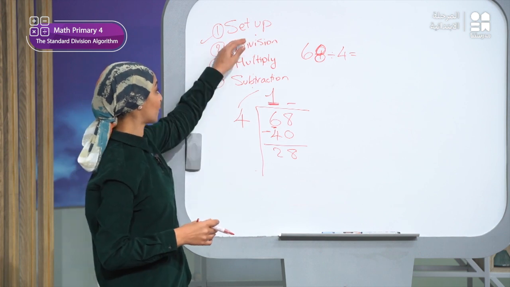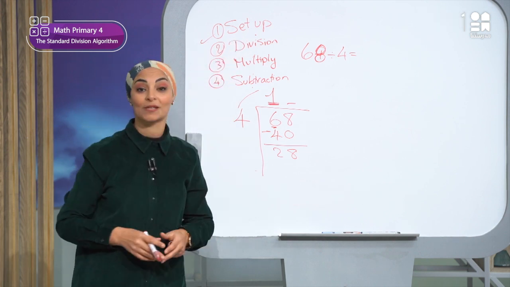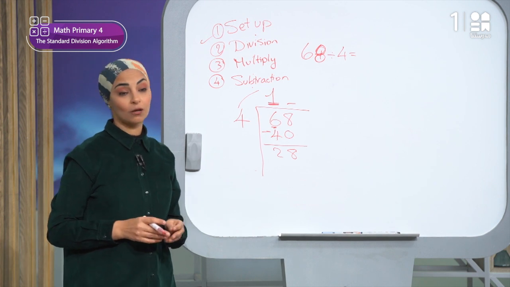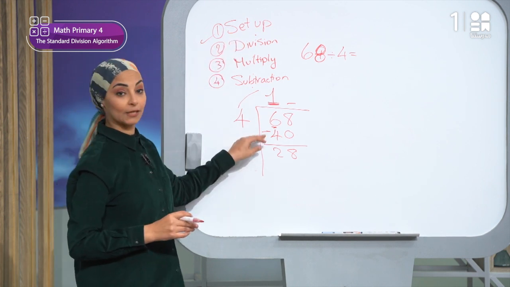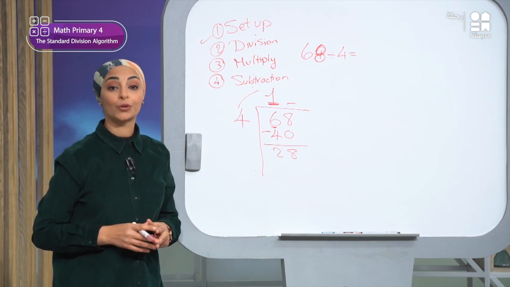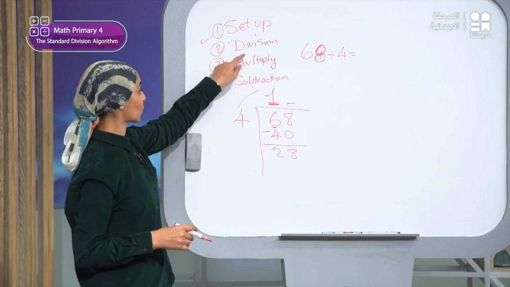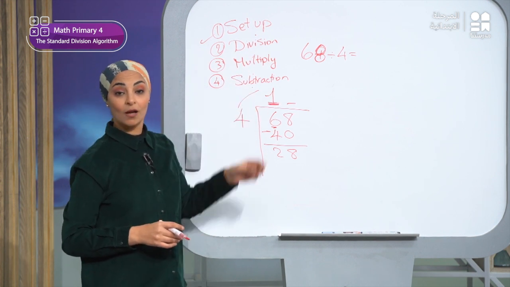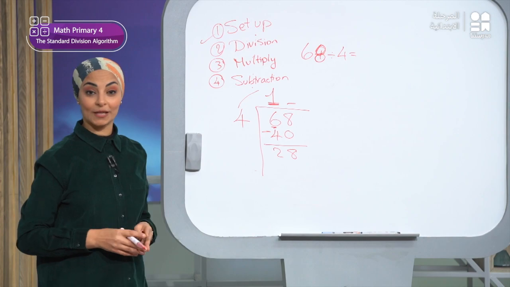Okay, I will start from the first step and repeat all the steps again. But of course we will exclude step number 1. We will not write the problem again. It's already written. So what are the 3 steps left? Yes, I will start with division, then multiplication, and then subtraction. Now I repeat all these steps again.